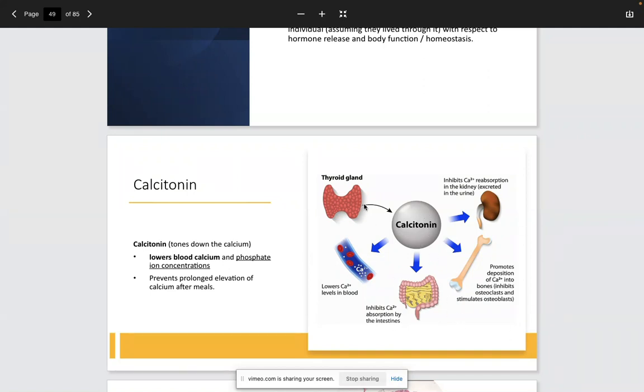Calcitonin is released from the parafollicular cells of the thyroid. It goes and lowers calcium levels within the blood. It also inhibits calcium absorption by the intestines, and that makes sense. If we're trying to lower calcium levels within the blood, we don't want to absorb any calcium as well. And it inhibits calcium reabsorption in the kidneys and promotes deposition of calcium into the bone. So calcitonin is actually going to build strong bone by taking the calcium within the blood and depositing it within the bone.